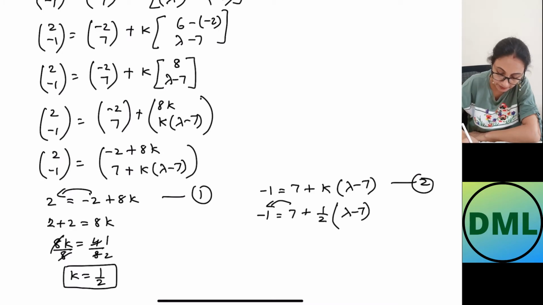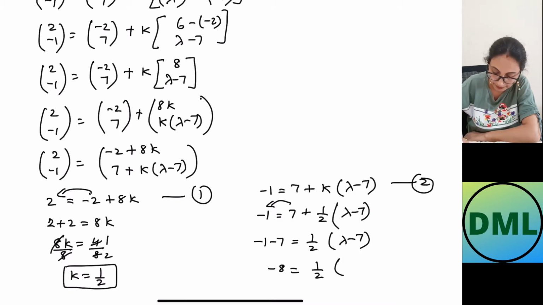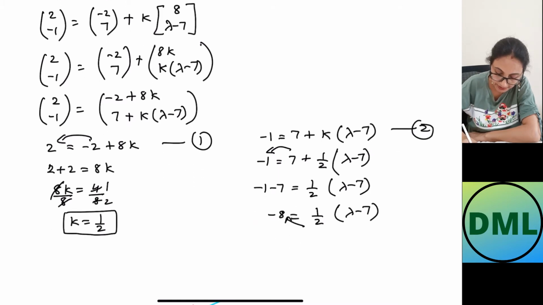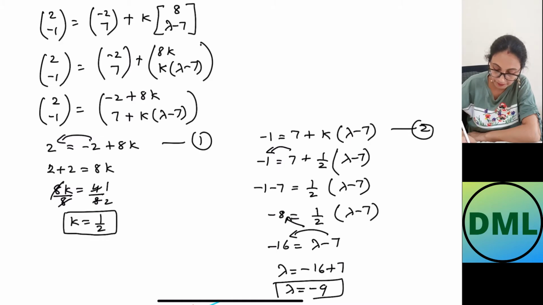Now move this 7 on left hand side. It will be minus 1 minus 7, that is equals to half of lambda minus 7. So it will be minus 8 is equal to half lambda minus 7. Now move this 2 on left hand side. It will be minus 16 is equal to lambda minus 7. Move this 7 on left hand side. So it will be minus 16 plus 7. So lambda is equal to minus 9. That will be your answer for lambda in part B.